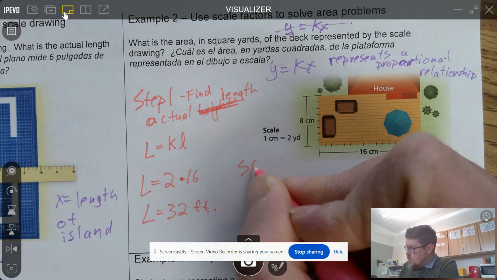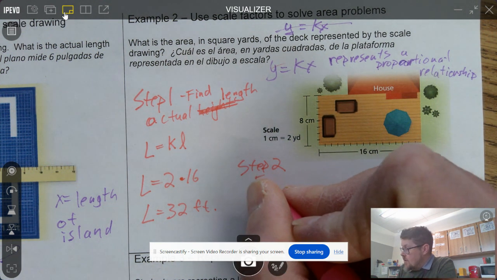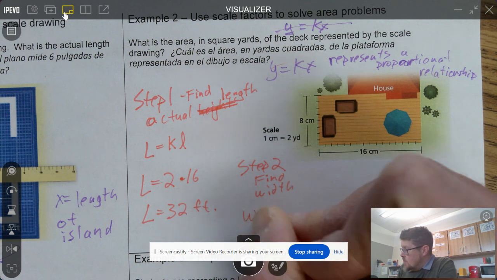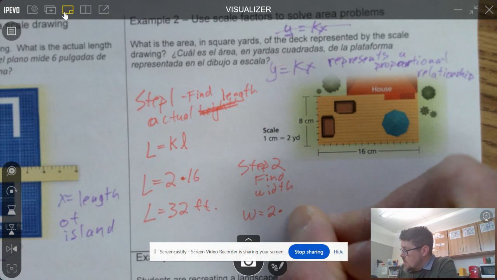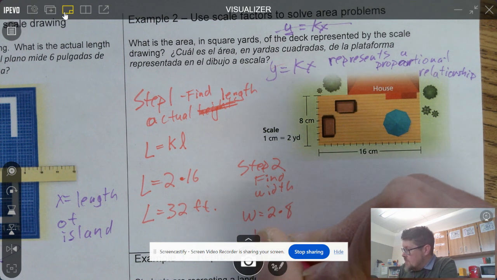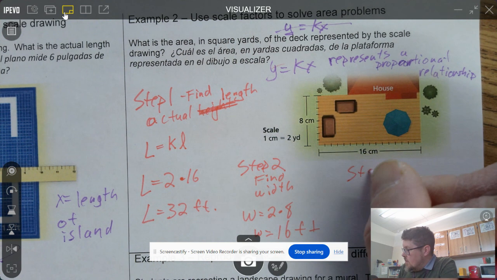And then step 2 is going to be finding the width, find the actual width. And we're going to set it up the same way. It's going to be big W is equal to 2 times little w, which in this case is 8. So that's 16 feet. So then step 3 is find the area.